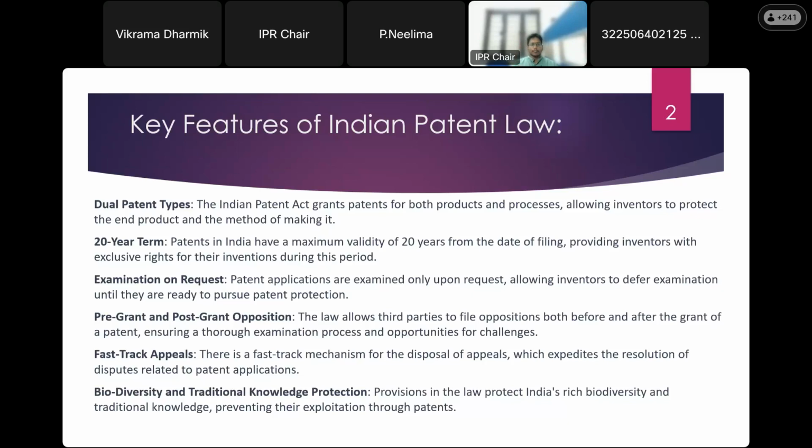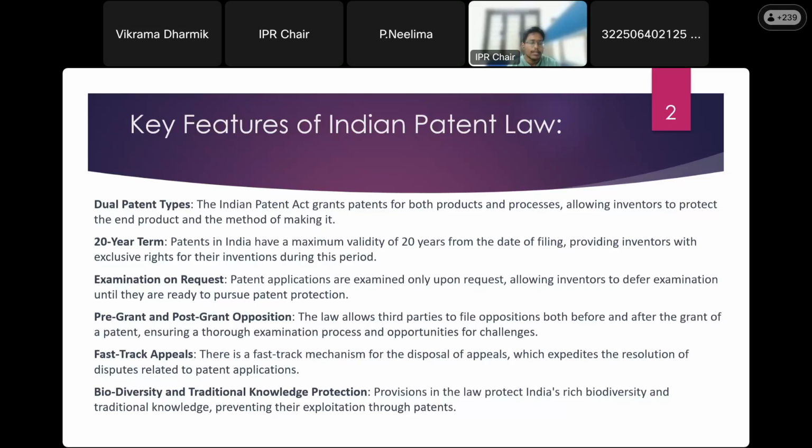Ma'am might have discussed what is novelty, what is inventive step, what is industrial application, and all those things we will discuss in further slides. And post grant opposition is something like, after the grant of the patent, within 12 months from the grant, you can oppose anybody's patent. Only an interested party can oppose. So this is the post grant opposition.